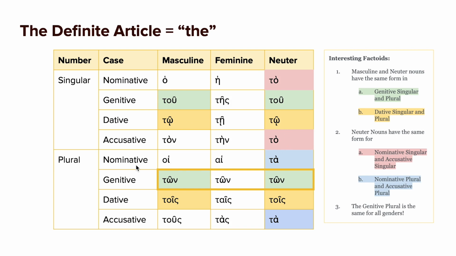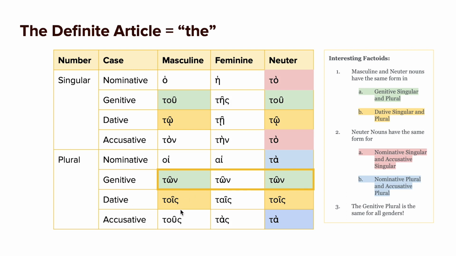All right, so let's go to the plural. So the boys, as the subject of a sentence, this would be hoi for masculine, hai for feminine, and ta for neuter. Genitive is, ooh, this is helpful. That's why I have this strong yellow box around it. Ton, ton, ton. It's the same for all three genders for plural, all right? So of the boys, of the girls, of the children, it would be the same. Ton would be the article for each of those.